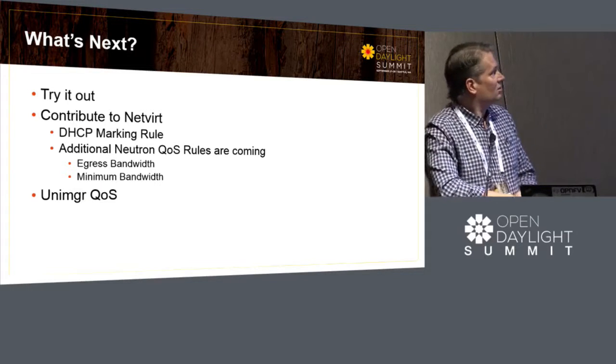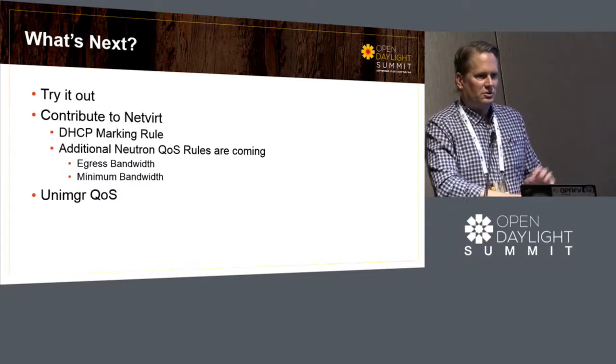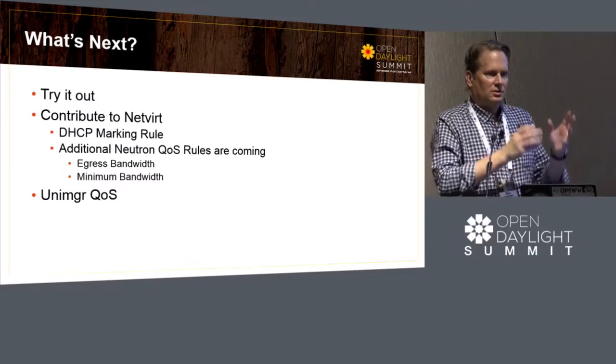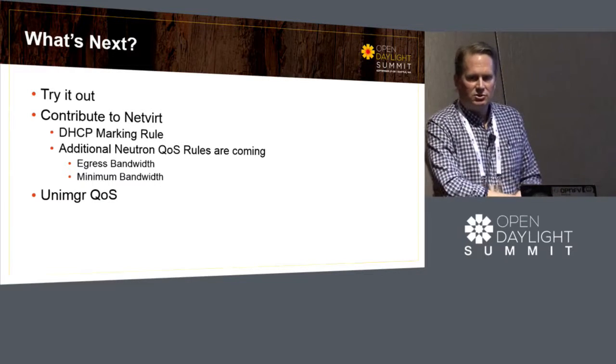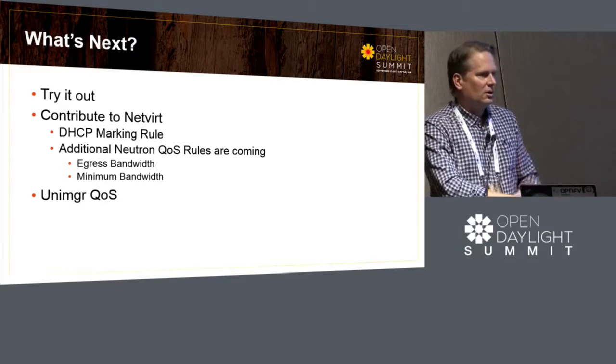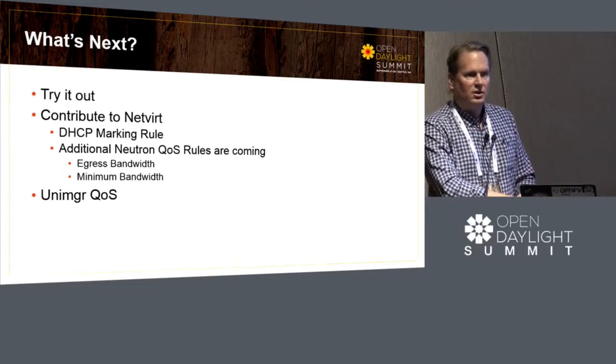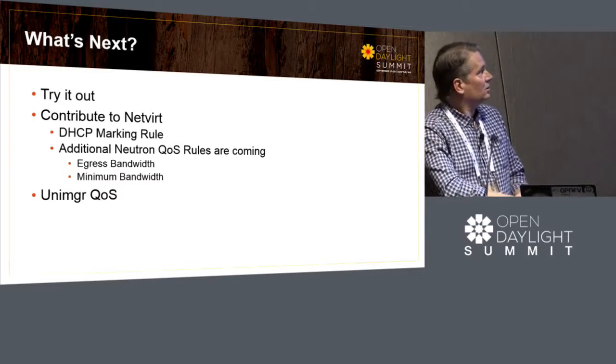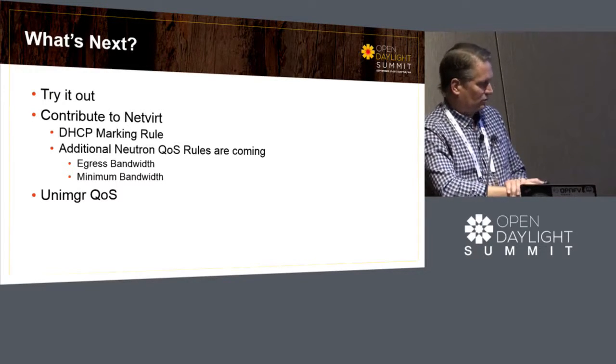And so as part of all this work, we may want to look at making sure that the QoS capabilities of NetVirt aren't super tied to just Neutron, but provide a more generic QoS API in NetVirt that can be used by Neutron or by other applications like UniManager that might also be trying to use NetVirt as a base.